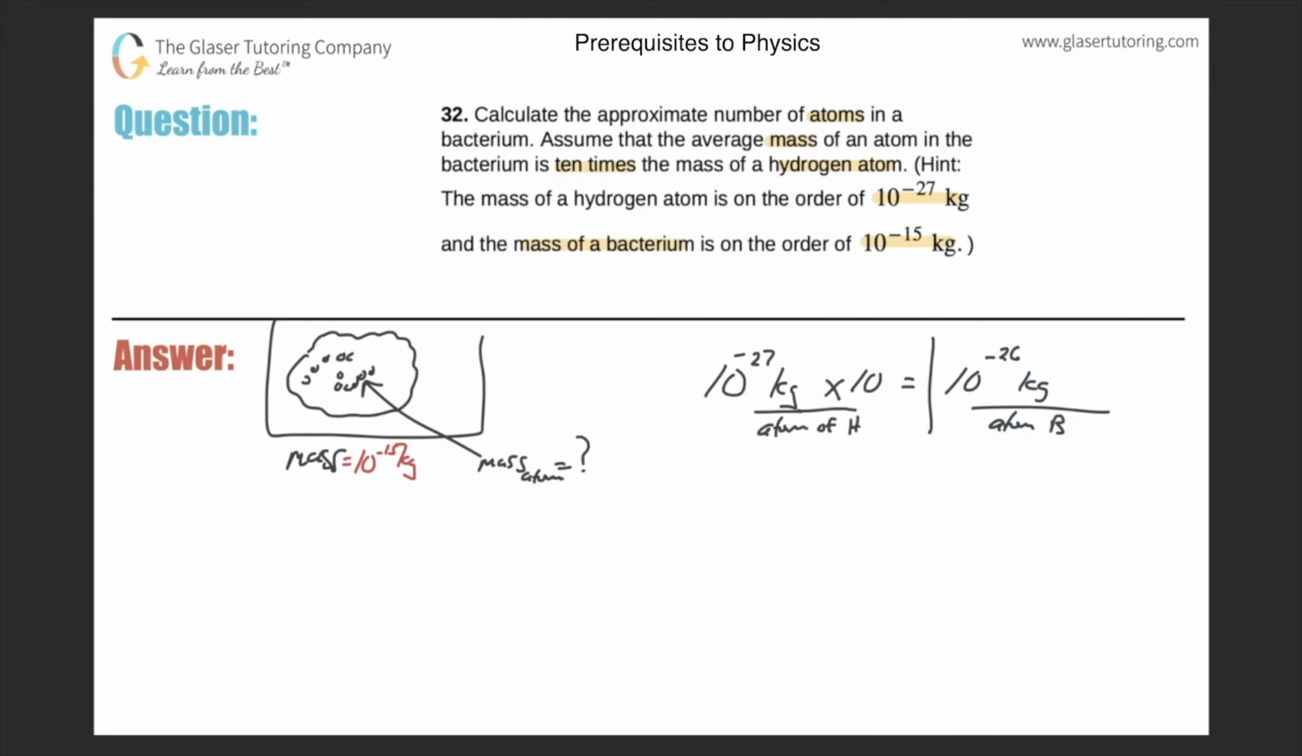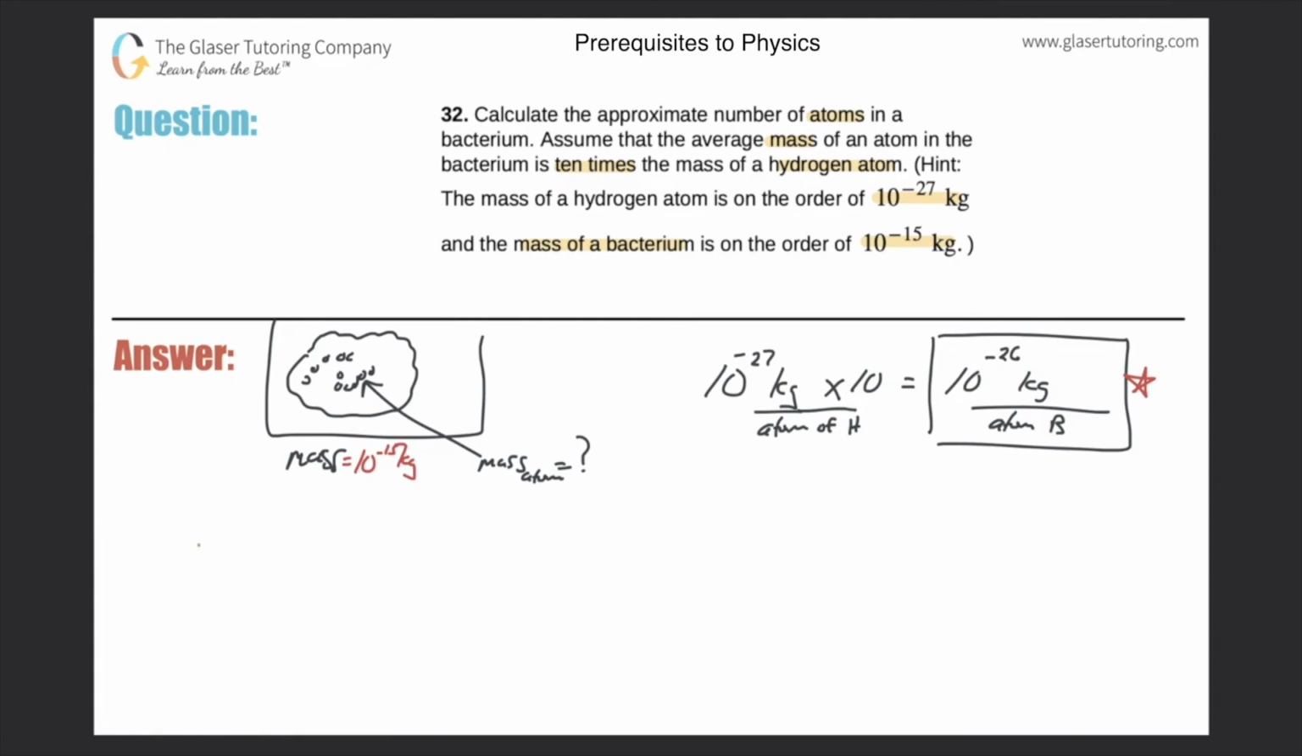So now here is the average mass of an atom that's found within a bacterium. Now, knowing this ratio and also knowing the total mass of the bacterium itself, could we now find the number of atoms? Well, I think we can. What I'm going to do is take this ratio here and flip it. So I put the atoms of the bacterium on top. Let me do that right down here.